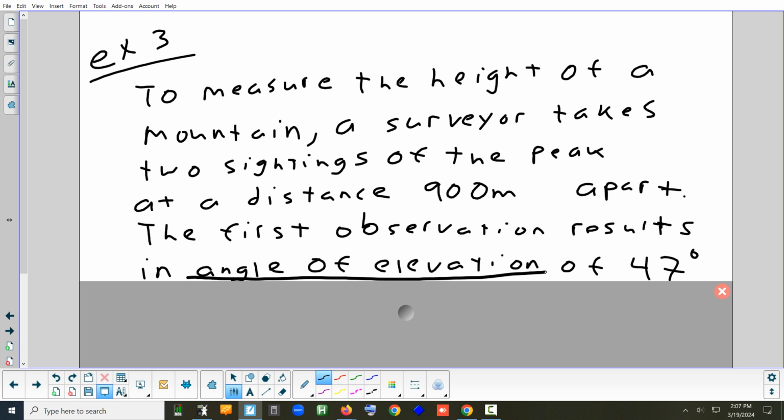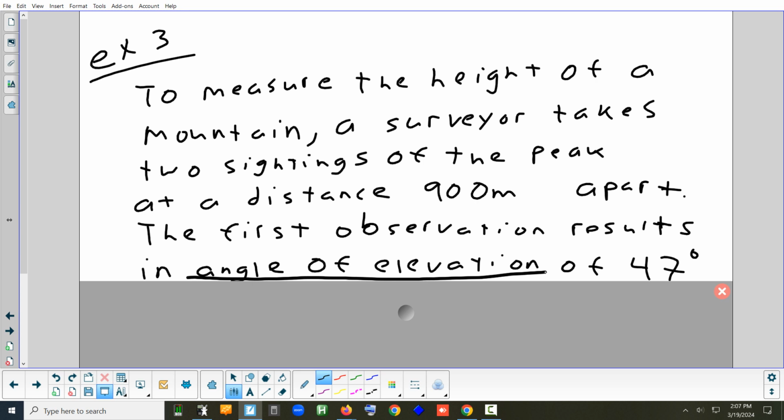So the surveyor is going to use a transit, look through it, point it at the top of the mountain, and measure the angle from where they're standing to the top of the mountain. The first time they do it, they get an angle of 47 degrees. Then they're going to back up 900 meters and do it again.